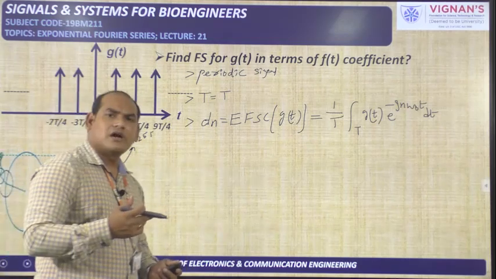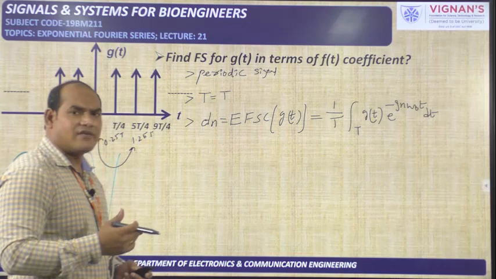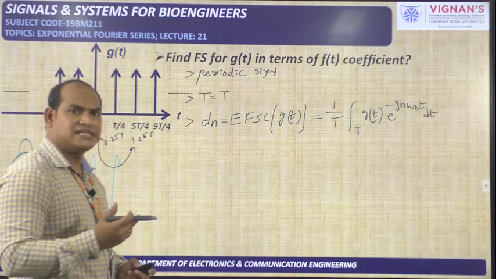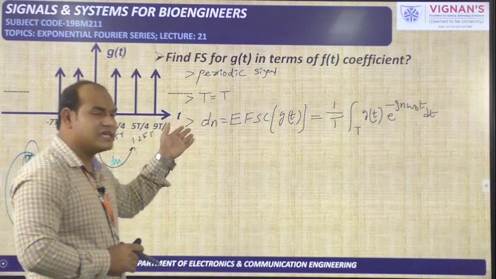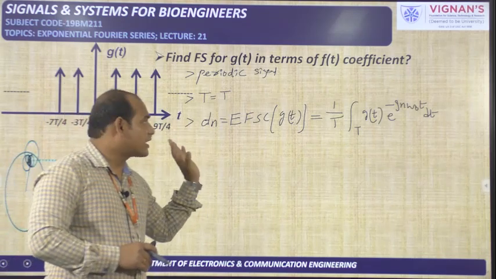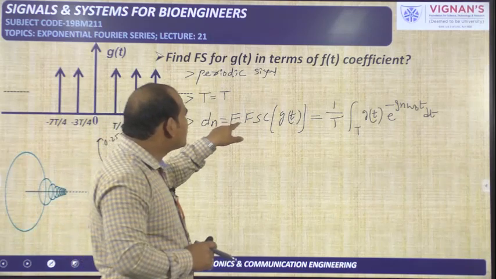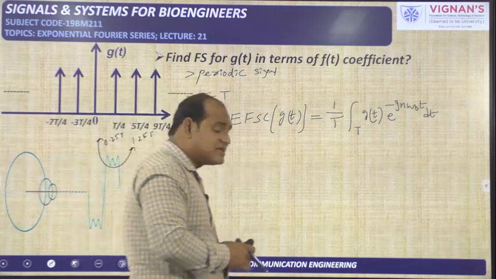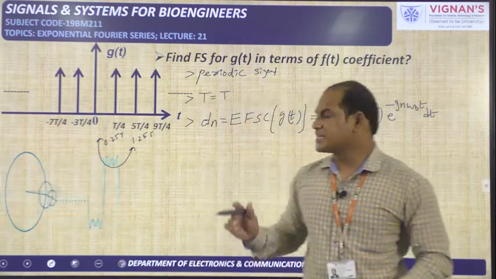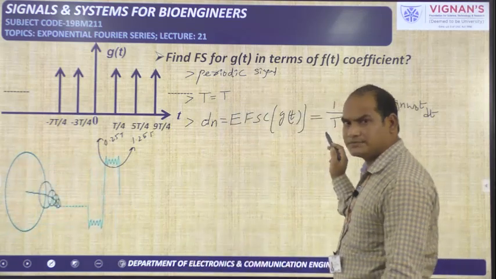Now, previously we have calculated that f of t has the exponential Fourier series coefficient Cn. That's why I am not representing the coefficient for g of t also as Cn. I am representing it with Dn. Okay, so the exponential Fourier series coefficient of g of t we are going to calculate. So already I said how to remember the formula for the coefficient, that is 1 by time period.